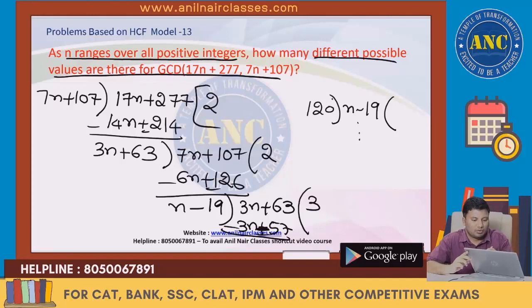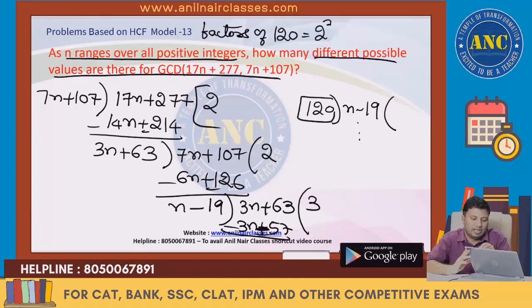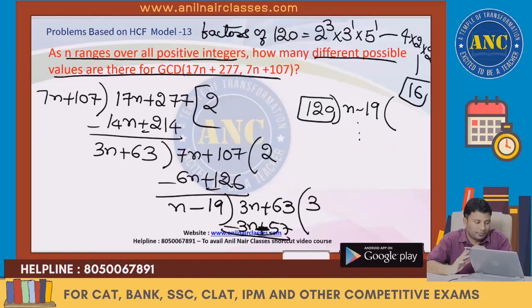So what is the maximum possible HCF? 120. What are the different values? All the factors of 120 are possible. Maximum is 120. The factorization of 120 is 2 cubed into 3 into 5. Answer is 4 into 2 into 2. It is 16. I hope it is clear.